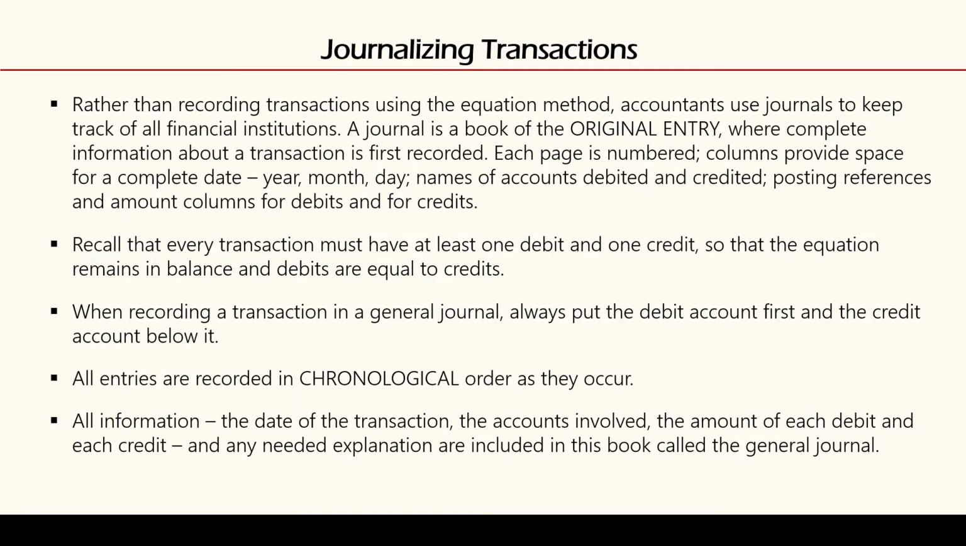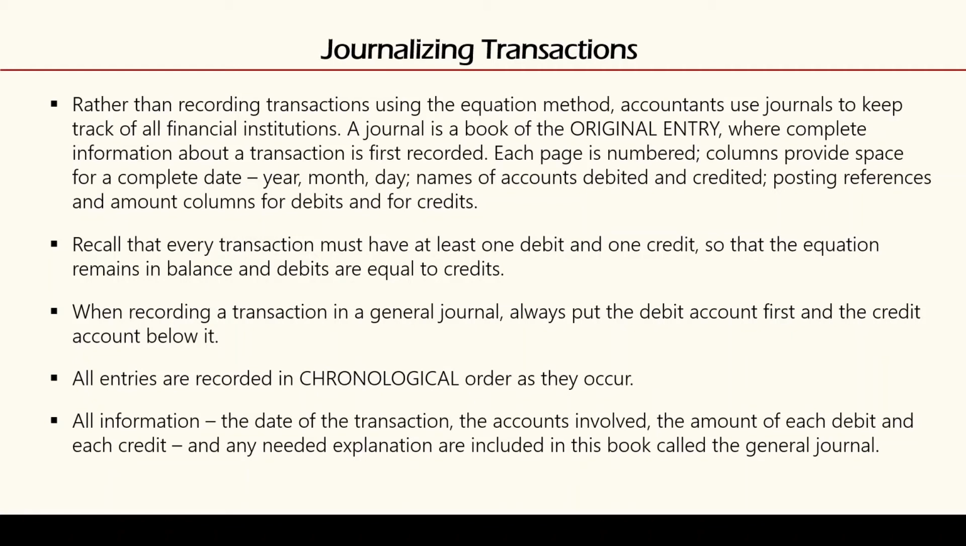Journalizing transactions. Rather than recording transactions using the equation method, accountants use journals to keep track of all financial transactions. A journal is a book of the original entry where complete information about the transaction is first recorded. Each page is numbered. Columns provide space for a complete date, year, month, day, names of the accounts debited and credited, posting references, and amount columns for debits and for credits. So all this information is recorded in the journal book of original entry.